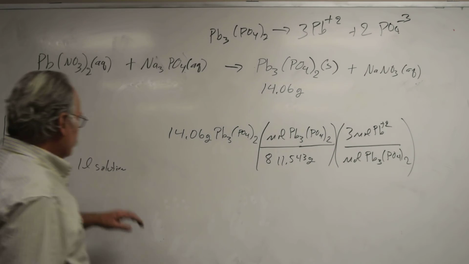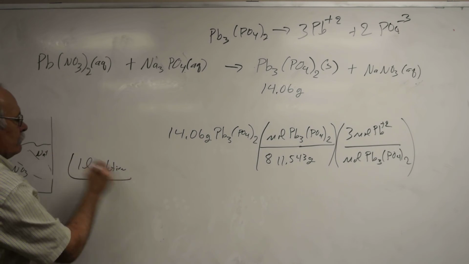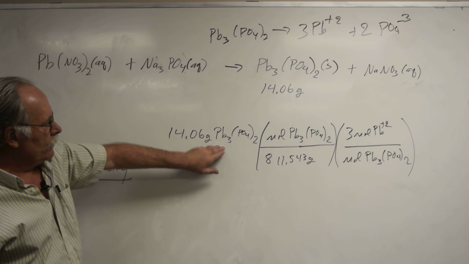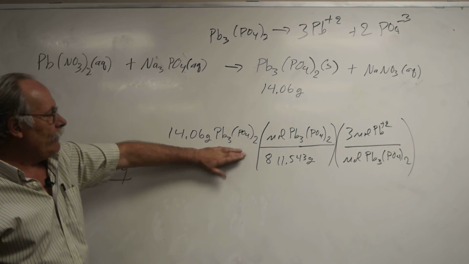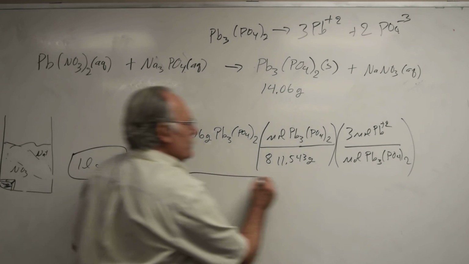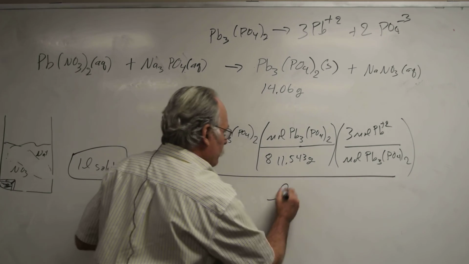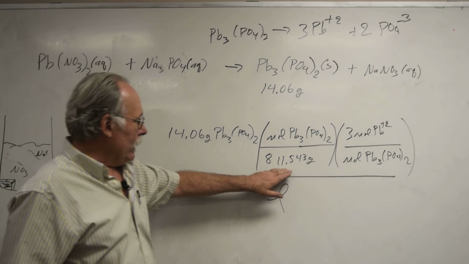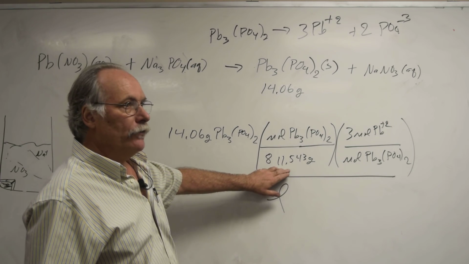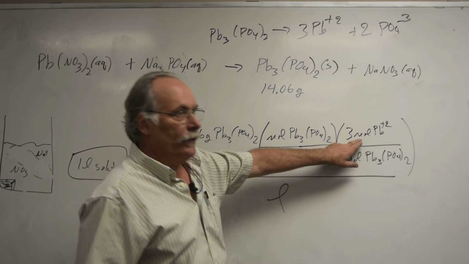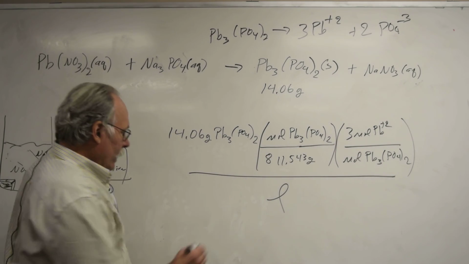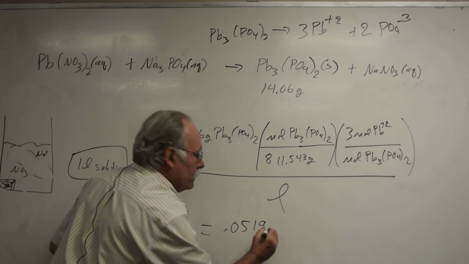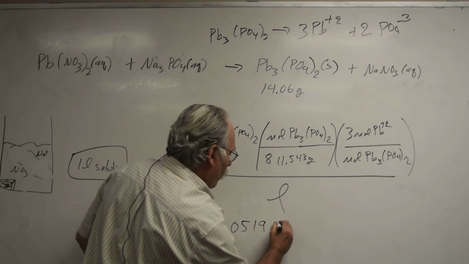Now, if I had taken 1 liter of the solution and 14.06 grams of the lead phosphate fell out of the solution, then this would be the concentration per liter. So I take 14.06, divide by 811.543, and multiply by 3, and I get 0.0519 molar solution.